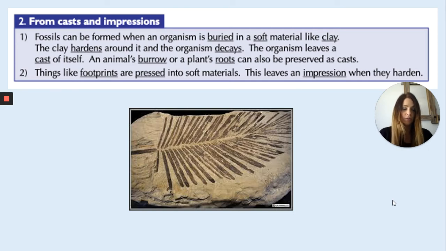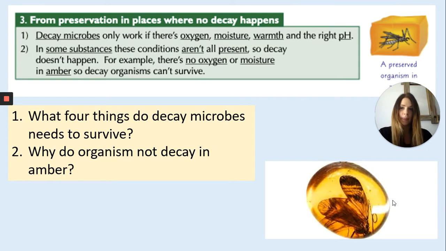And it's the same with those types of fossils. The third and final way that a fossil can form is where there's no decay whatsoever. So for microbes to break something down, they have to have certain conditions. There must be oxygen for them to respire. They must have moisture, warmth, and the correct pH. If those things are not there, microorganisms or microbes can't break down that organism.